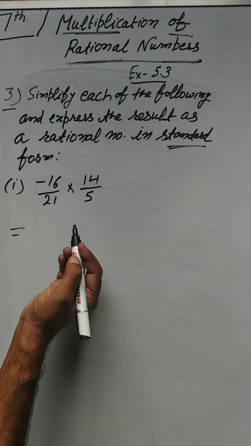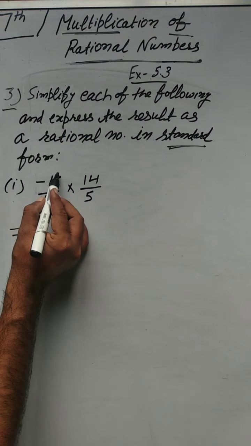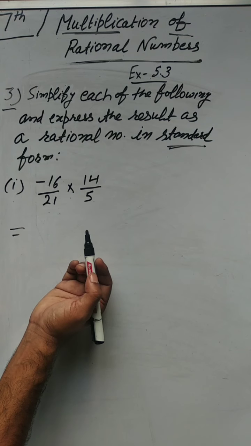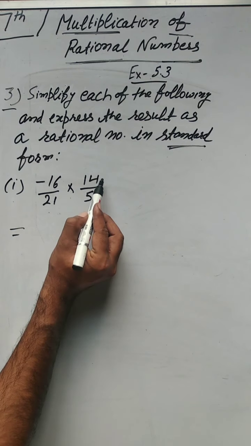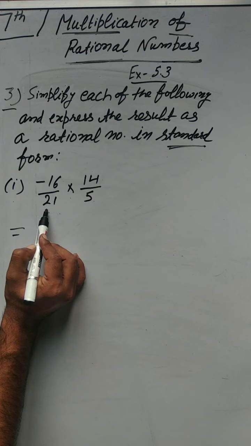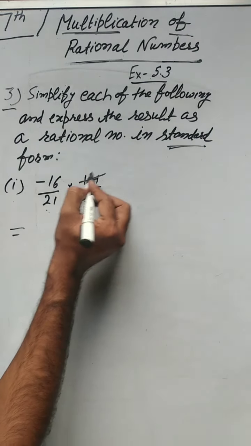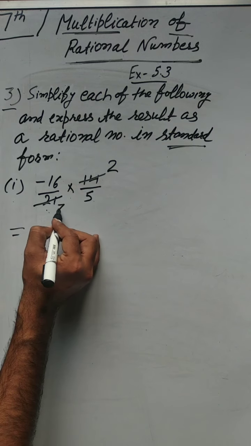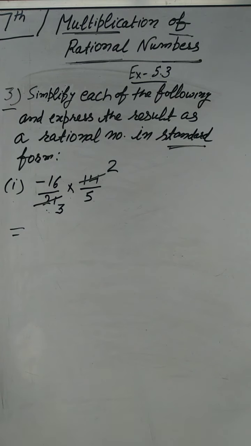Okay. Now beta, look here. The first part is minus 16 upon 21 multiply 14 upon 5. Now beta, simplify 14 and 21. They are in the table of 7. Okay. 7 twos are 14. 7 threes are 21. Okay.